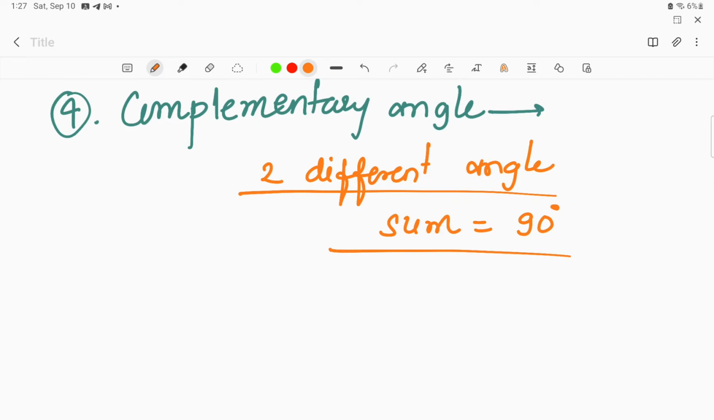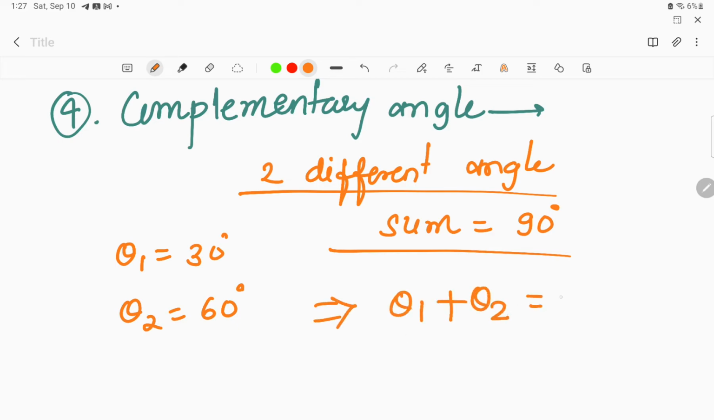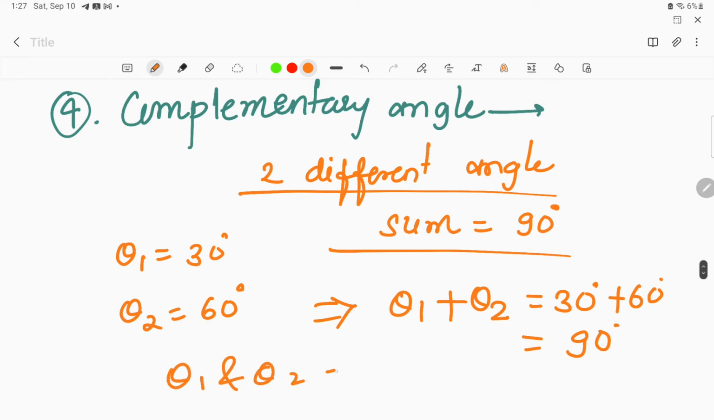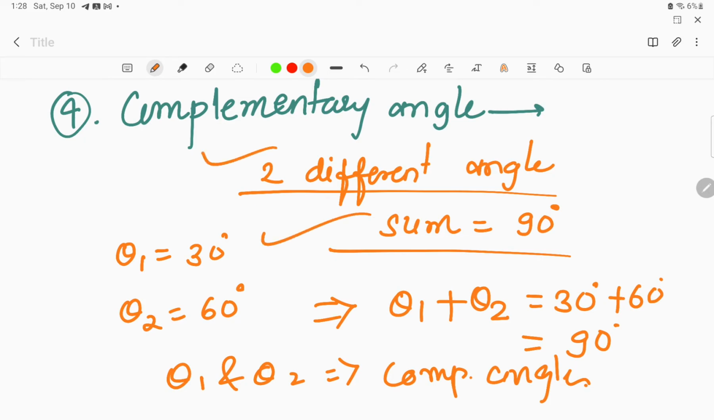When two different angles, as I told you, for example, we are considering one angle, that is theta 1 is equals to 30 degree and another angle, that is theta 2 is equals to 60 degree. So basically when we do theta 1 plus theta 2, this equals to 30 degree plus 60 degree, it means is equals to 90 degree, right? So both these angles, that is theta 1 and theta 2, are the complementary angles. So basically when two different angles' summation is equals to the 90 degree, then those angles are called as the complementary angle.